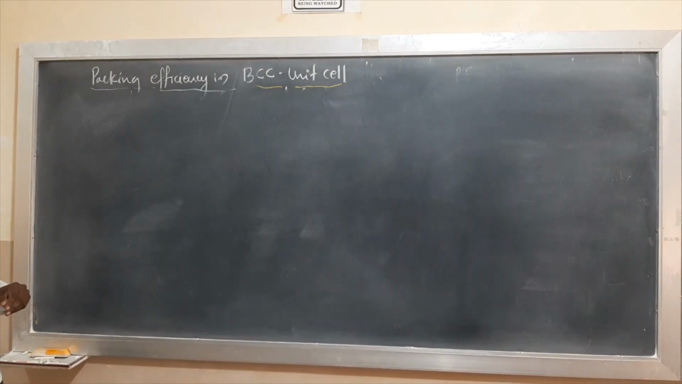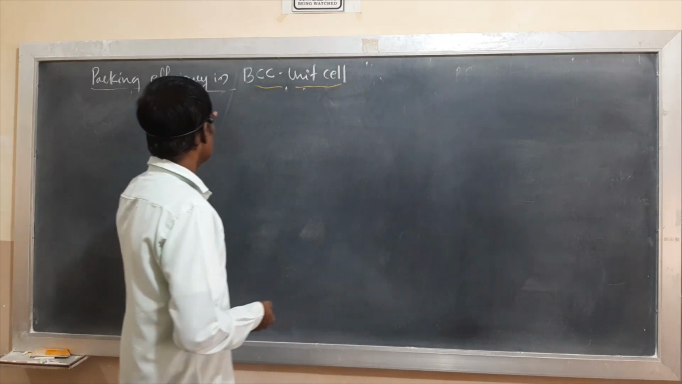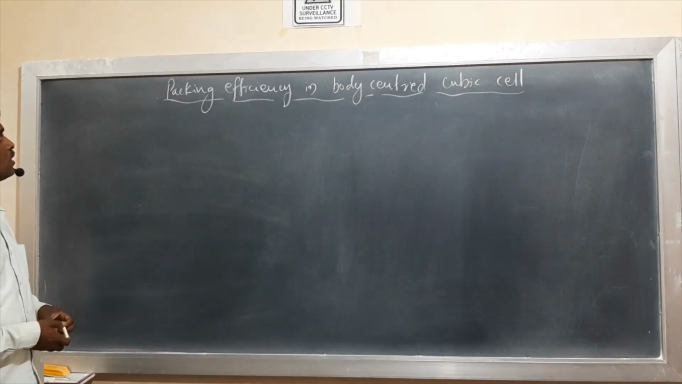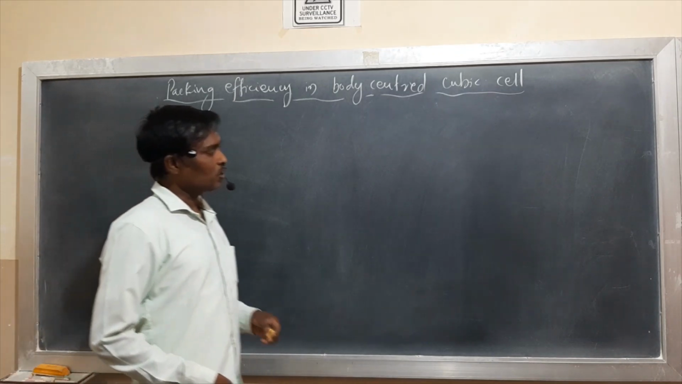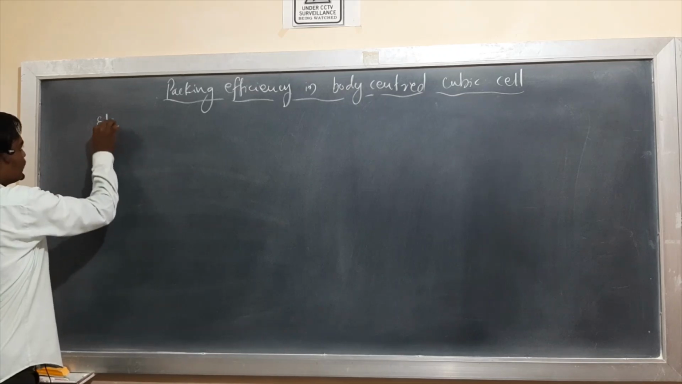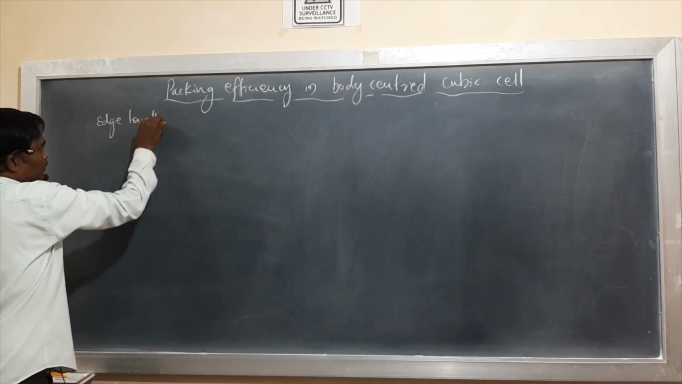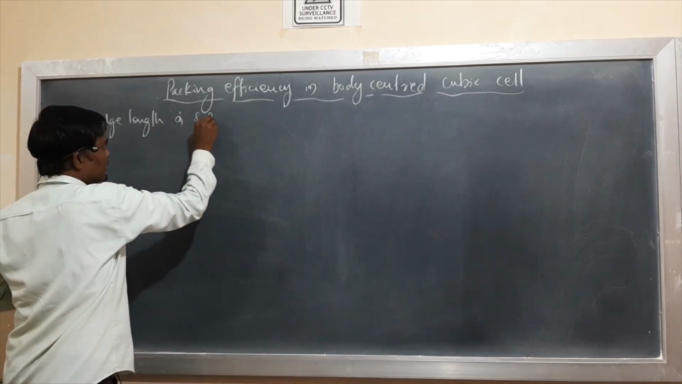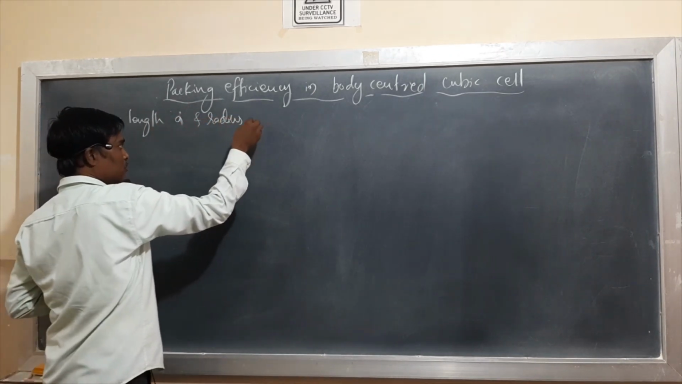Okay, next is another type of packing. Students, the next one is the packing efficiency in body centered cubic cell. Let me consider here the edge length as A and the radius of sphere as R.